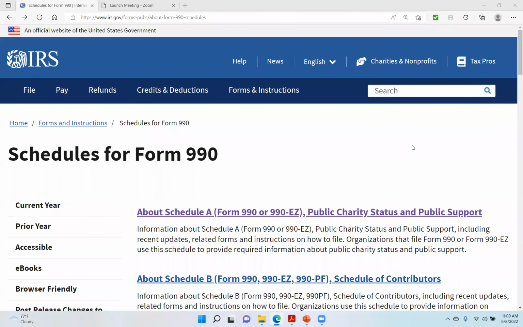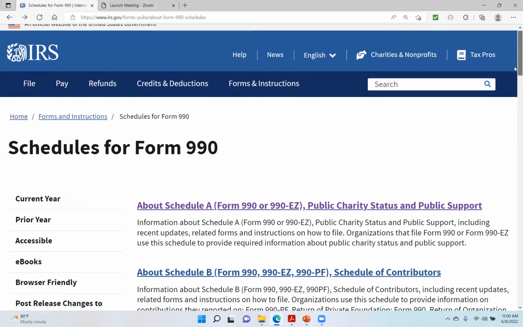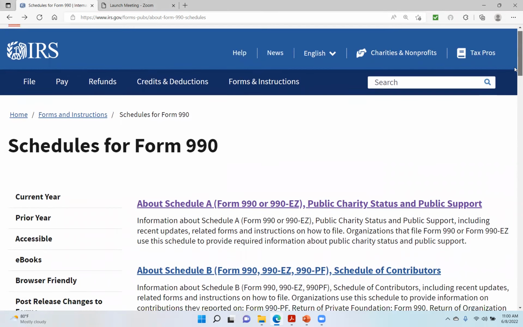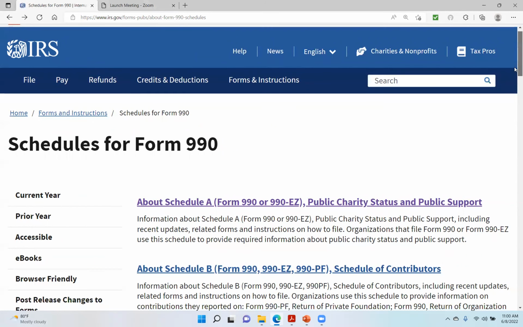So now I am on the irs.gov website. And as you can see, I am showing schedules for Form 990. To get here, you will follow this path. You will go to home, the irs.gov website is the home page, and go to forms and instructions, and then click on schedules for Form 990. Now, as I scroll down, I'm going to highlight the different schedules. And again, schedules are merely attachments that provide additional information about what the nonprofit did during the fiscal year.